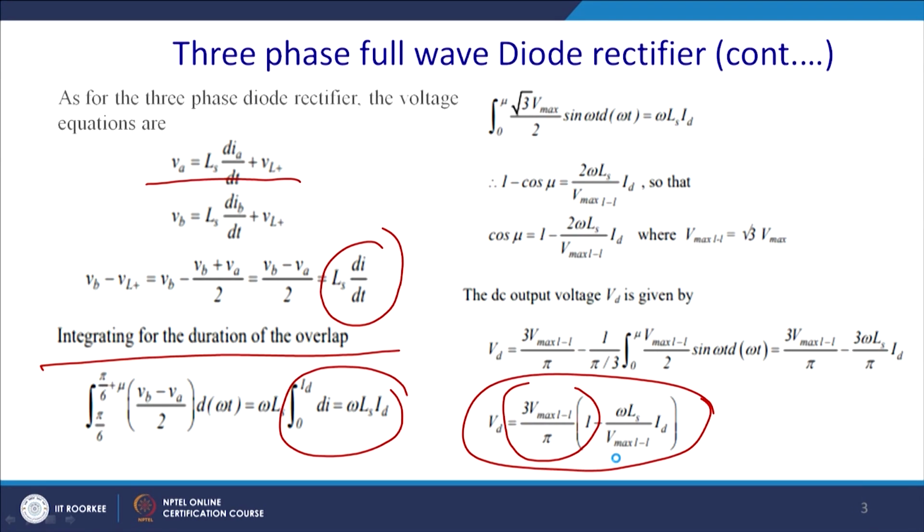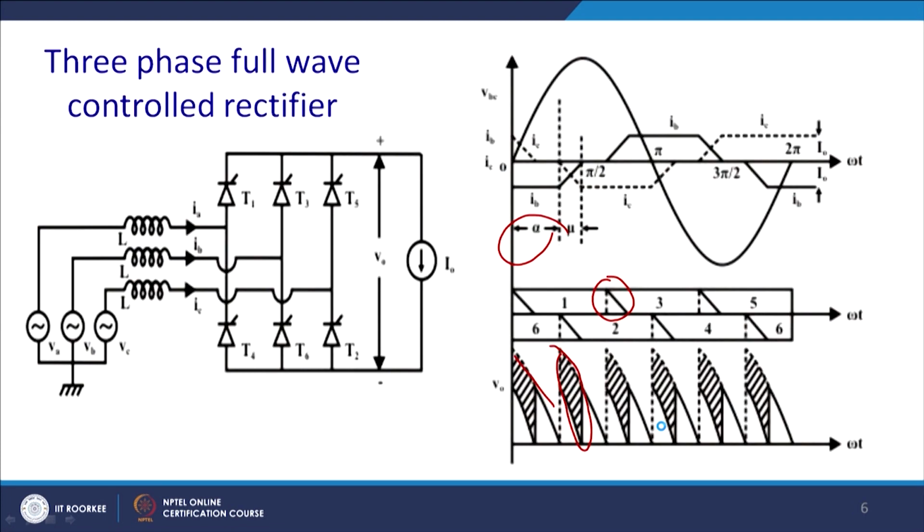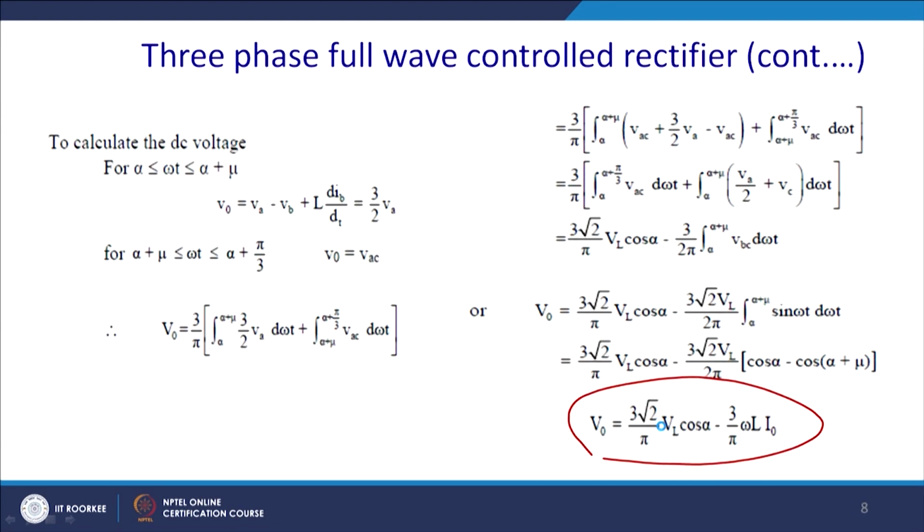So, this is the value for the diode-based rectifier: 3 by pi line to line voltage times 1 minus omega Ls IT by VL. And here you are getting essentially 3 root 2 by pi VL cos alpha minus 3 by pi omega L into I0. The cos alpha term comes because you have a choice of triggering in the case of the full control converter.